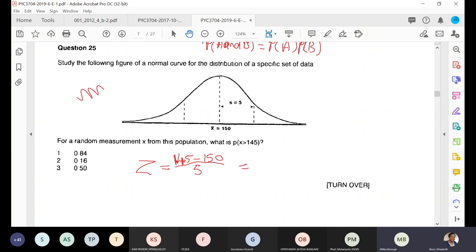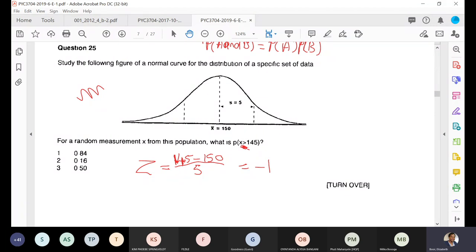What do you get? 1 minus 1. Minus 1. Minus 1. Now, you need to be very careful as well, because the sign says it's greater than.